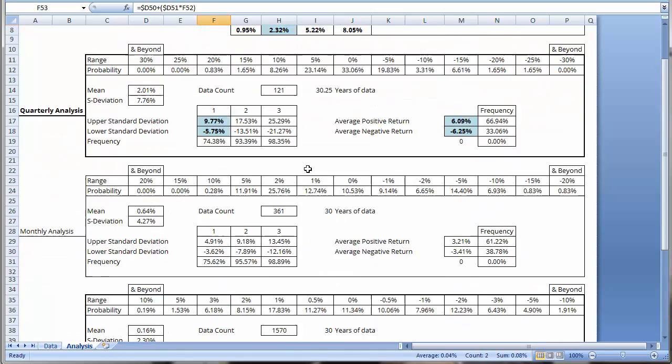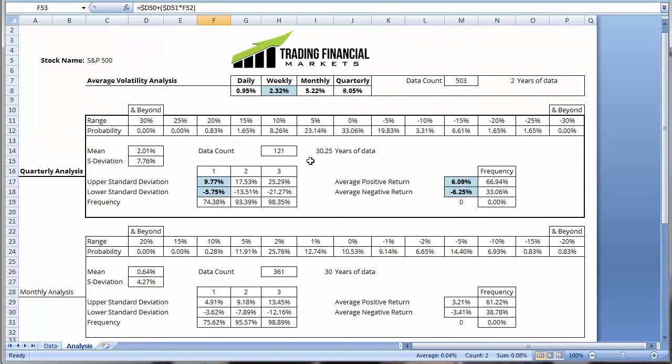So that's a complete overview of the volatility analysis tool. Any questions on that, just jump into the TradingFM forum. You can now use this information to help you place appropriate stop losses and target prices.